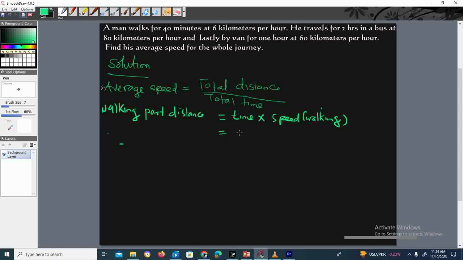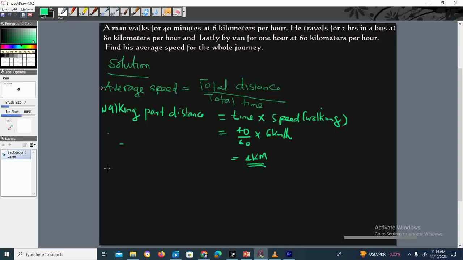So he walked for 40 minutes. We divide by 60 to convert this into hours. Then we multiply by the walking speed, which is 6 kilometers per hour. If we solve this, it gives us 4 kilometers. 4 kilometers is the distance that he covered while walking.